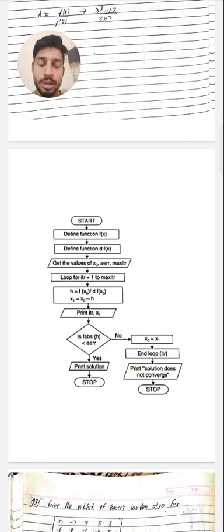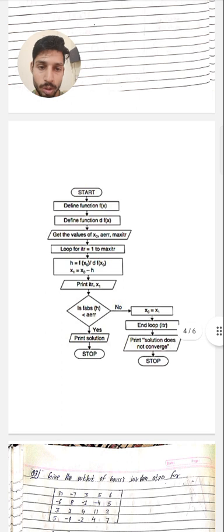Now we will start a for loop from 1 to maximum iterations. Here in this for loop, we are going to calculate the value of h. The value of h is equal to f x upon differentiation of f, that is f dash x. After calculating the value, we will subtract it from x naught and then print both the values itr and x1. Now there is an if condition. If the absolute value of h is less than the absolute error, then we will print the solution. We will get our solution if this is the condition.